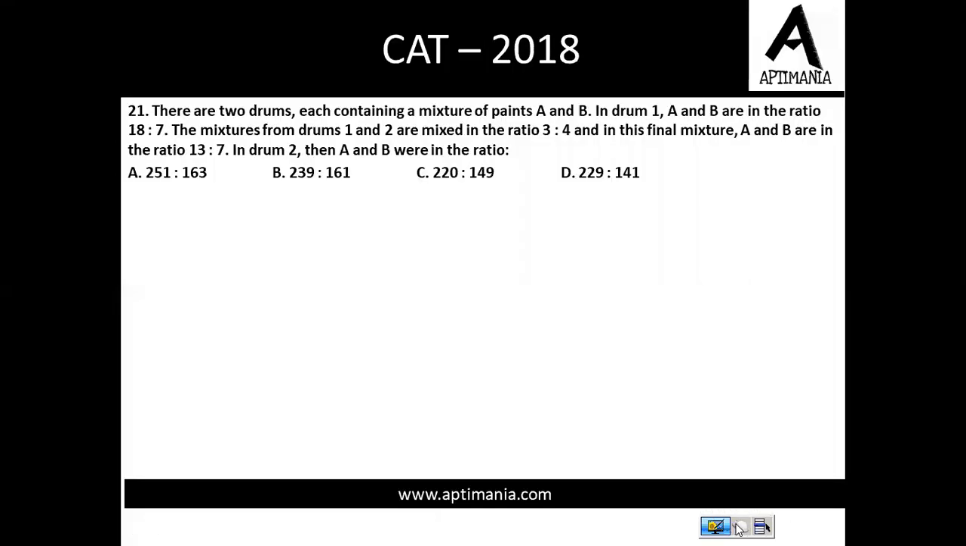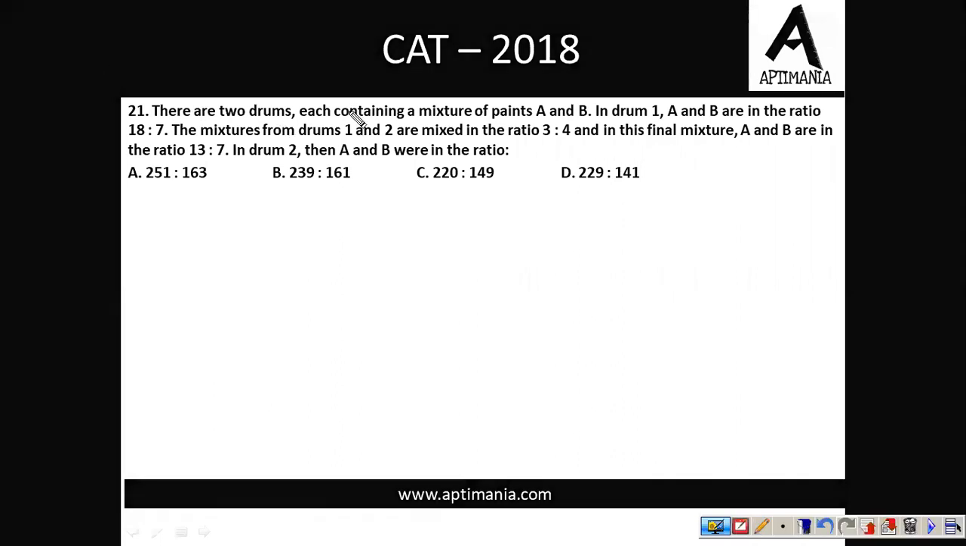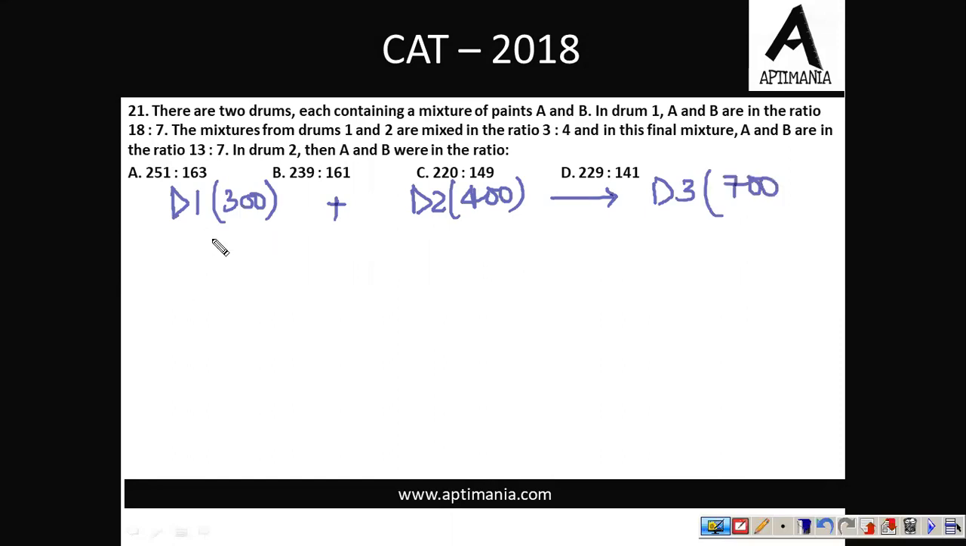It's question number 21. The question is given to you as there are two drums each containing a mixture of paint A and B. In drum 1, A and B are in the ratio 18:7, and the mixtures from drum 1 and 2 are mixed in the ratio 3:4. So what I'm doing is I'm assuming that drum 1 has a capacity of 300. For drum 2, let it be 400 because they are mixed in the ratio 3:4. Right? These two are mixed together and are emptied into another drum, drum 3, let it be, and the total quantity will be 700. In drum 1, A and B were in the ratio 18:7. So if we divide 300 in the ratio 18:7, we'll have 216 and 84 liters, right?